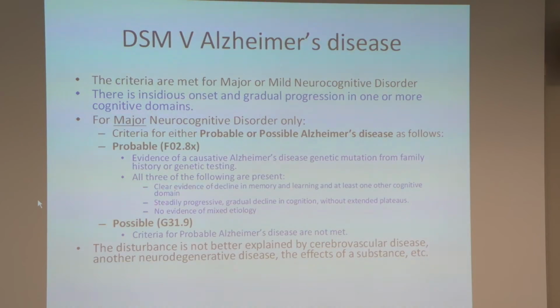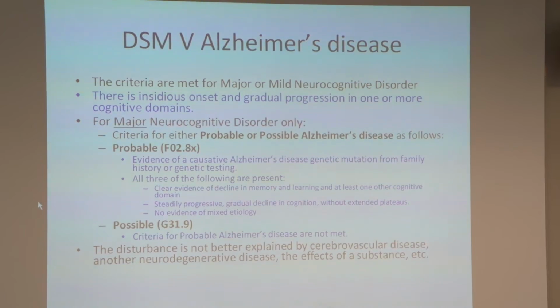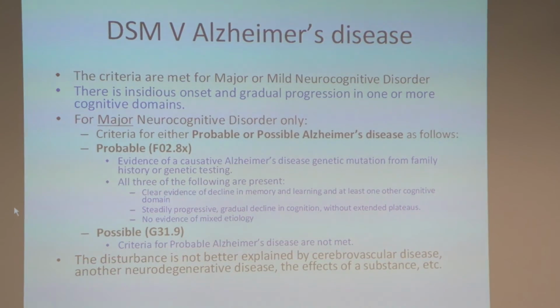So this is now the DSM-5 Alzheimer's disease. They've given criteria for probable Alzheimer's and possible. And this is different from the NINCDS-ADRDA criteria of possible, probable, definite Alzheimer's disease. Those criteria are actually kind of vague. So this is a new development. This is more specific than they've been before.